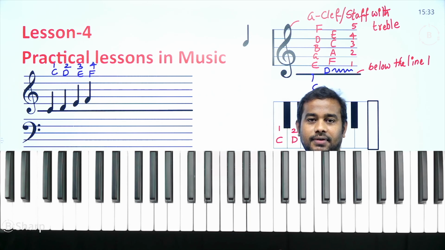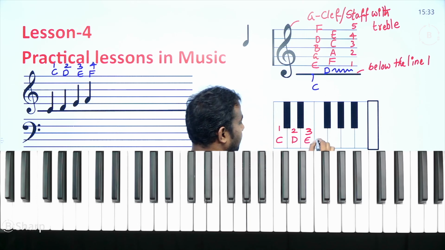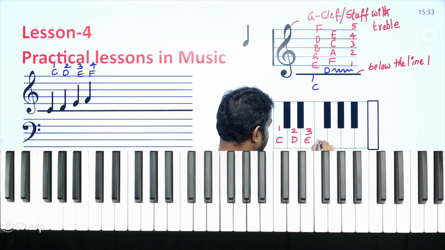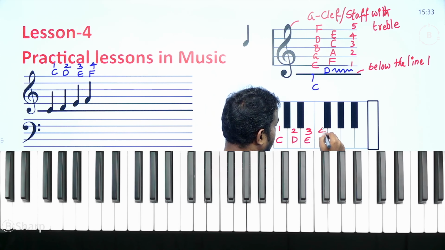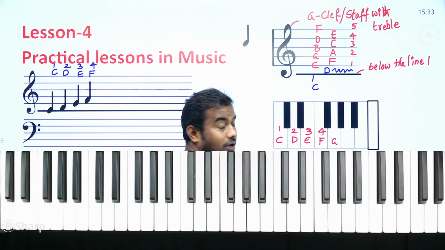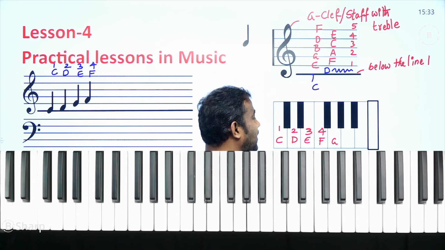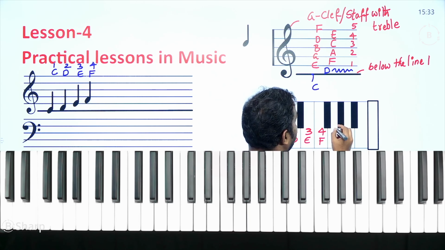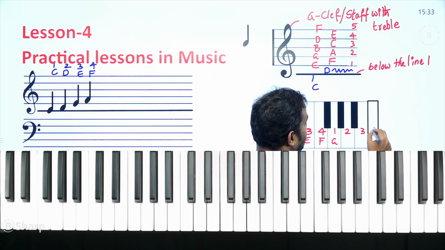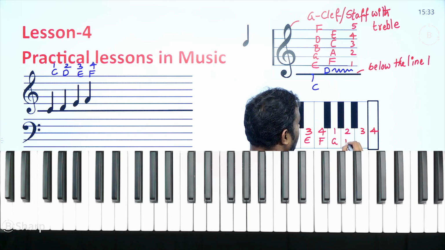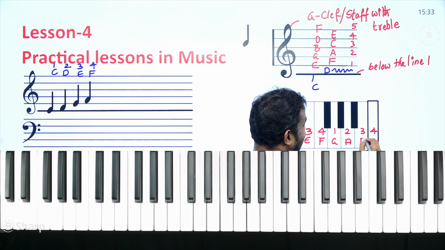Then after F, you can play, G will come. You have to remember using the fingers, right? For that I asked you to remember like this: 1, 2, 3, 4. 1, 2, 3, 4. This is the very easy, best way. So G, A, B, C.